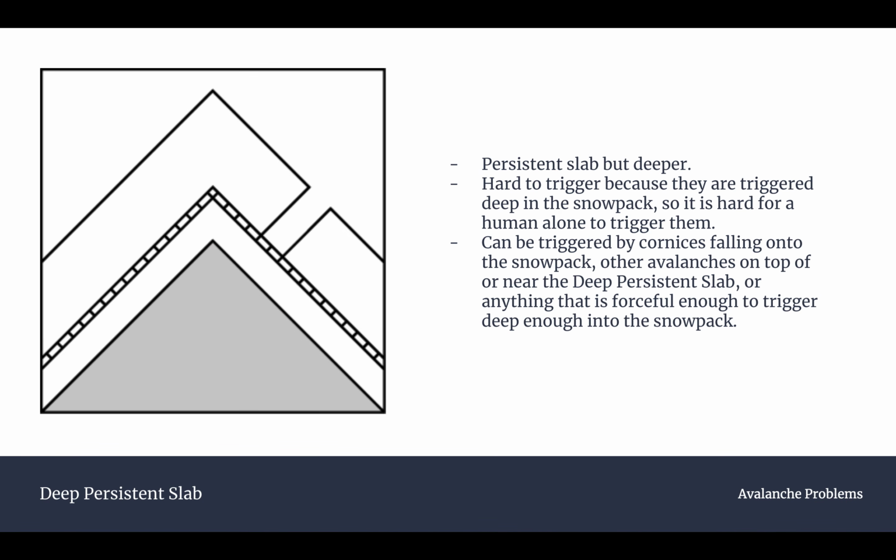The next is a deep persistent slab, which is essentially a persistent slab but deeper. Again, they're even harder to trigger, so the tolerance that this weak layer has is a lot lower, but it also takes a ton more energy to permeate down far enough into the snowpack to actually trigger this weak layer. So it can be triggered by a human jumping off a jump. It can be triggered by cornices falling onto the snowpack, like I talked about earlier, that kind of thing.